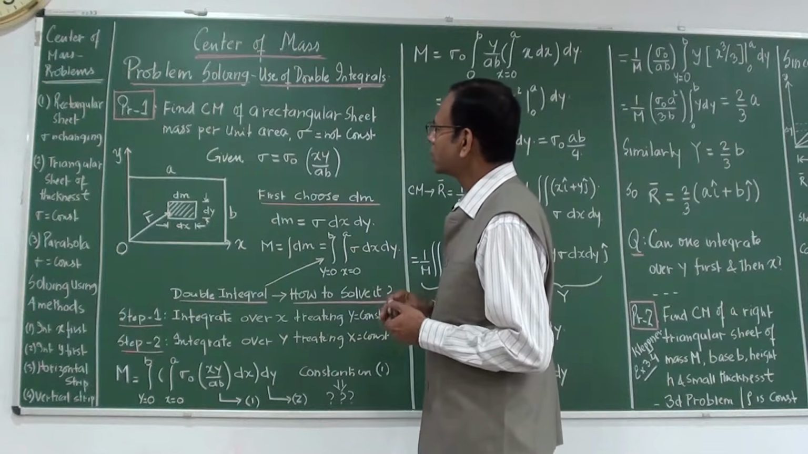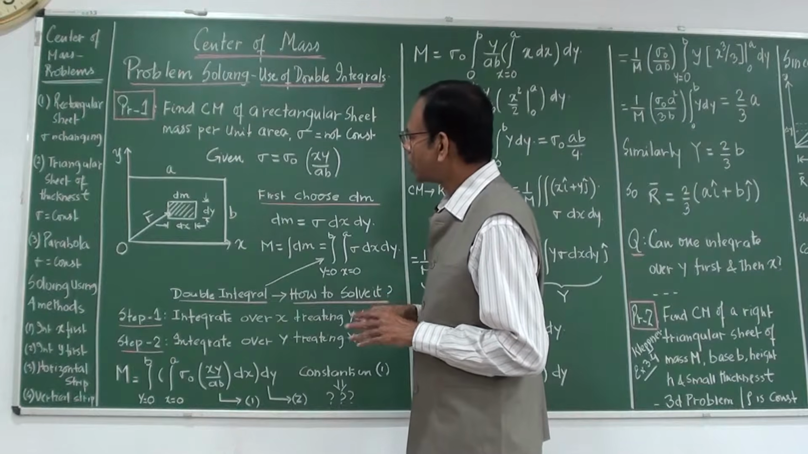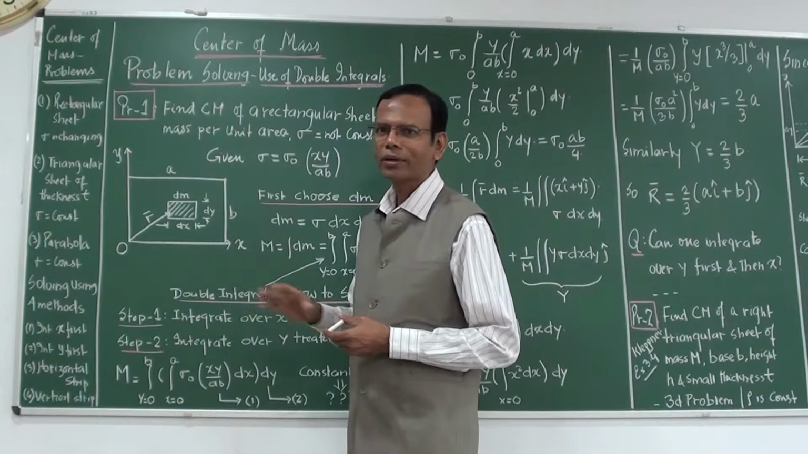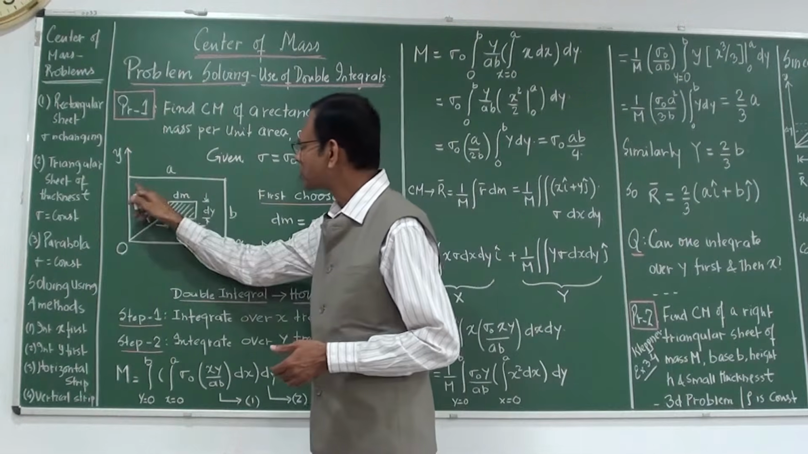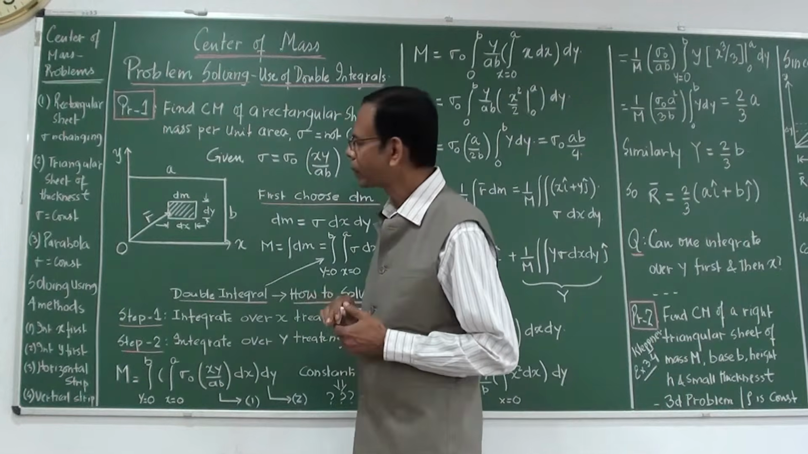So let us see the first problem. In the first problem, the question is that we have to find the center of mass of a rectangular sheet. This is a rectangular sheet. The length of the sheet, as you see, is A and the width is B.